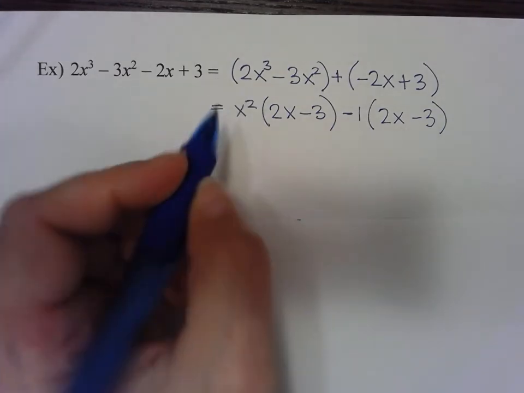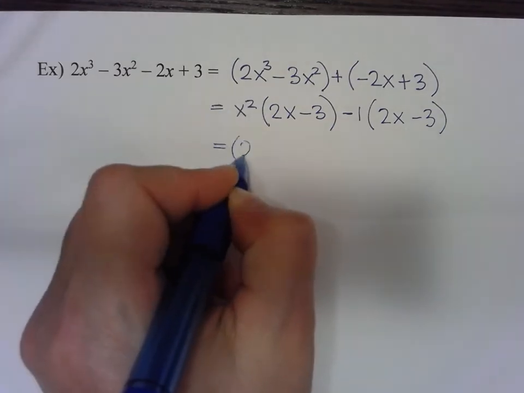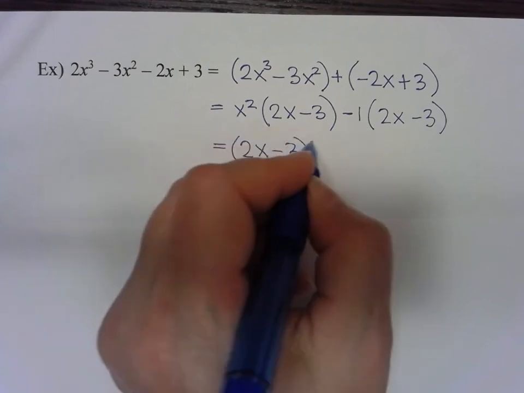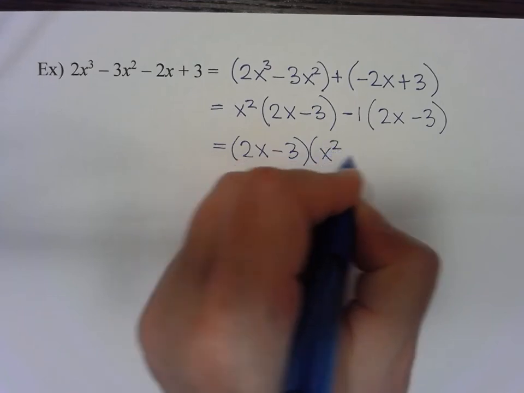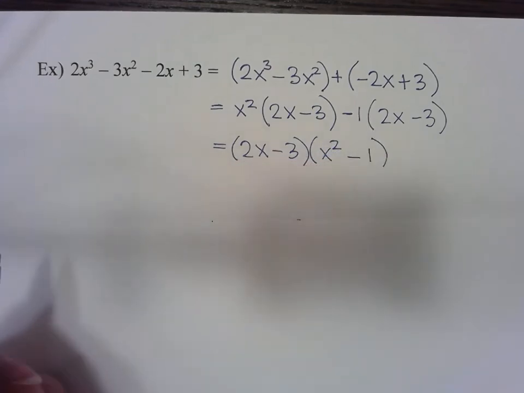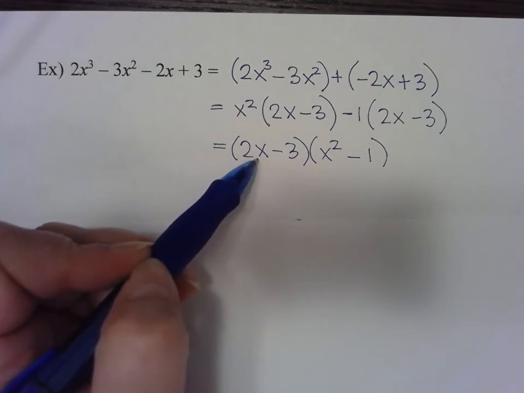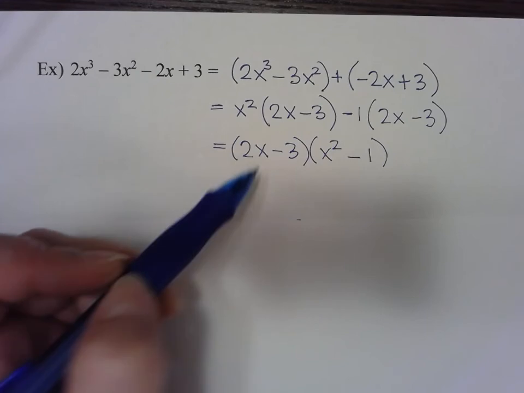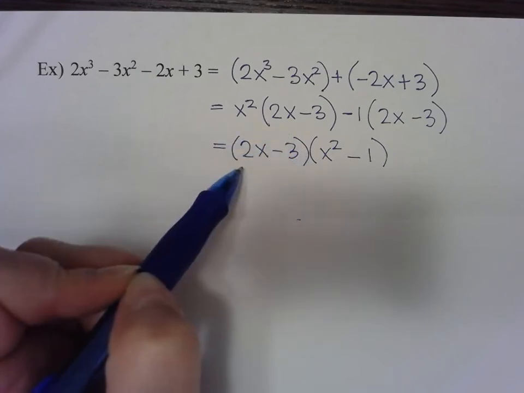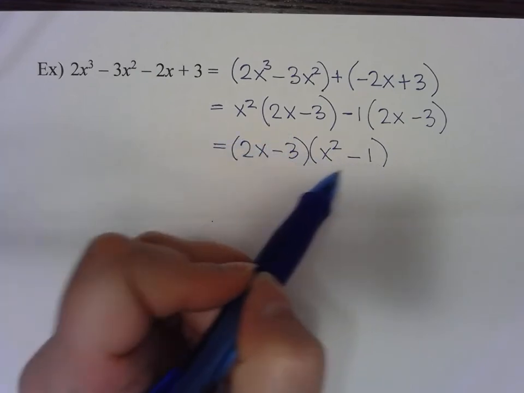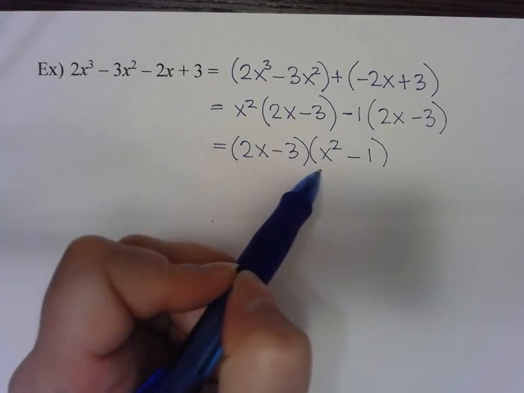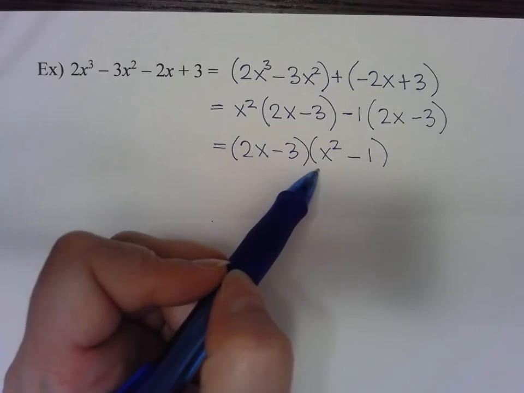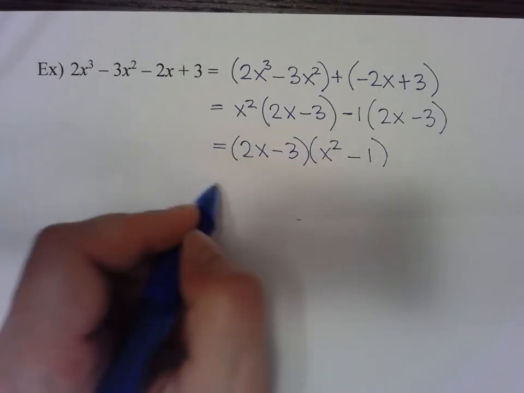Now they both have a 2x minus 3. So I'm going to factor that out. And I'm left with x squared minus 1. Anything with an x to the first power, that's just an x, or x to the power of 1, is done. I cannot factor this piece anymore. But I can factor this piece. So I would want to check that. Sometimes it'll be a yes, and sometimes it'll be a no. This time it's a yes, right?